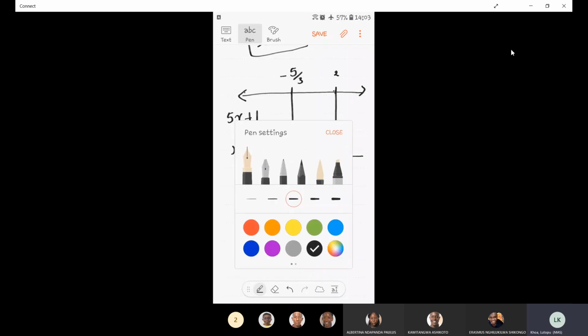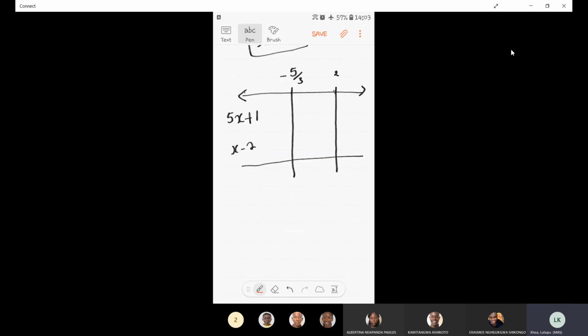Then I need to pick a representative from each of the regions. So the first one, I must look for a number that is less than negative 5 over 3. Let's say minus 10. And then a number that is between minus 5 over 3 and 2. Let's say 0. And then a number that is bigger than 2. Let's say 1000. Why not? Then I substitute each of my representatives into the factors, and write my answer there, whether it's positive or negative.